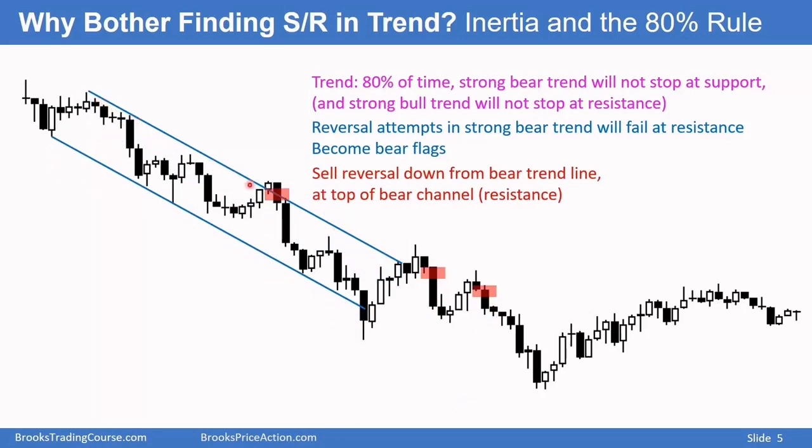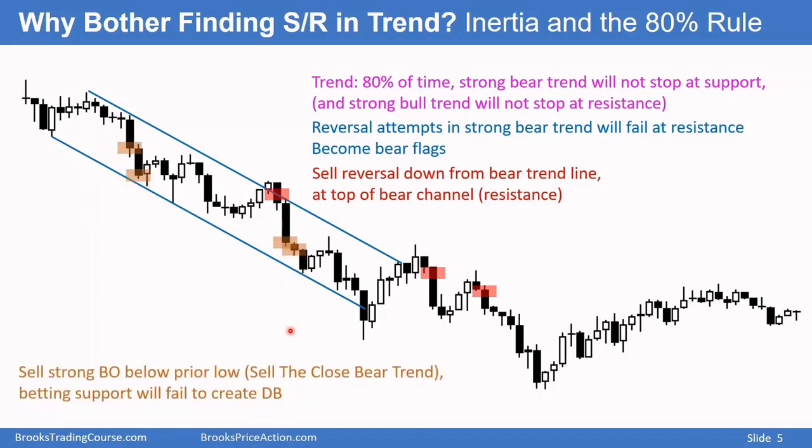Traders draw trend lines and they look to sell reversals down from the trend line, betting that the trend reversal attempts up will fail and that each bull reversal attempt will become a bear flag and the bear trend will resume. Traders will also sell strong bear trend bars closing below prior lows, betting that the breakout will have follow-through selling. We have a strong bear breakout below this low, and then the next bar is a bear bar as well. So they'll sell that, betting that the bear trend will continue down. They'll bet that the support of the prior low will fail.